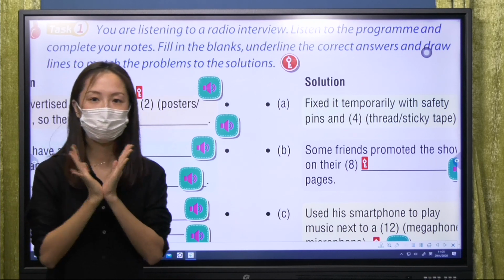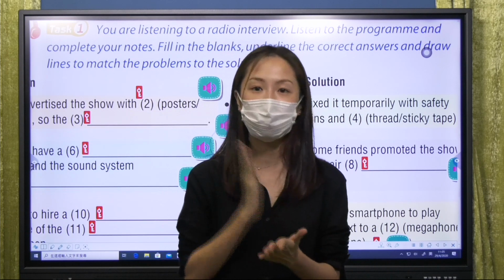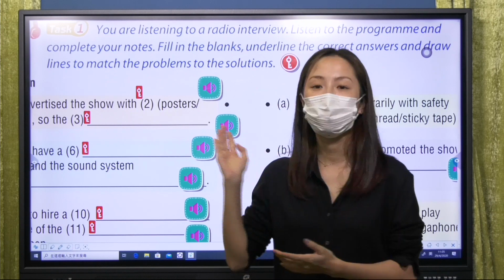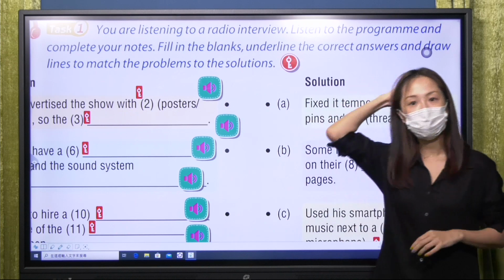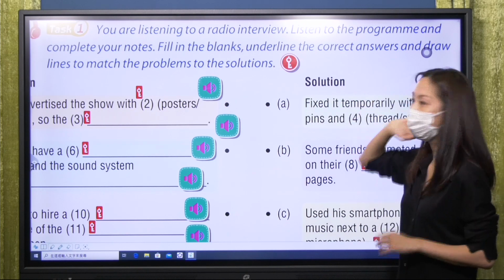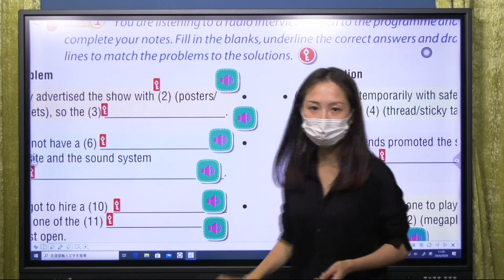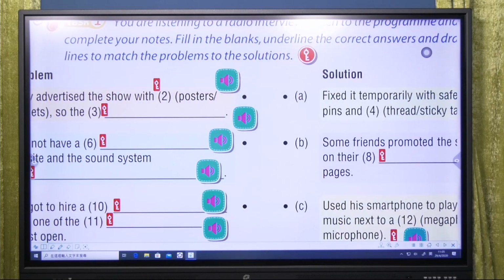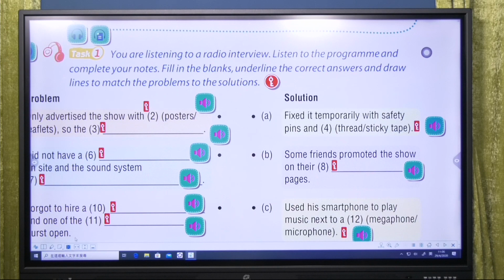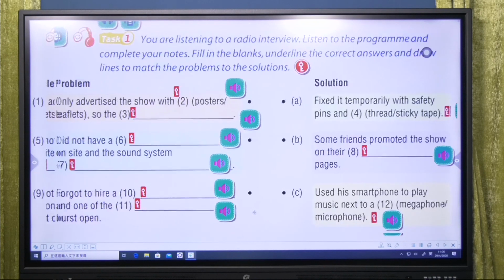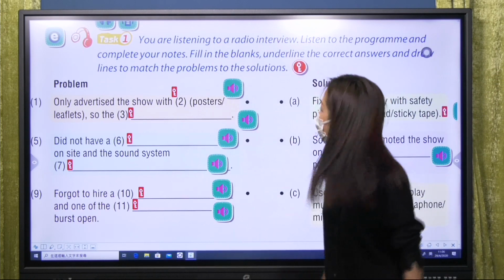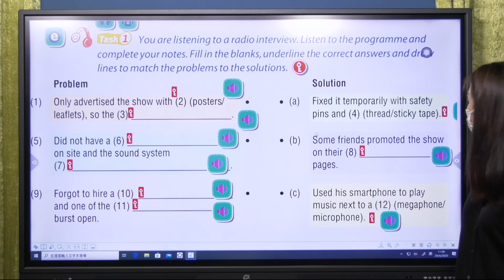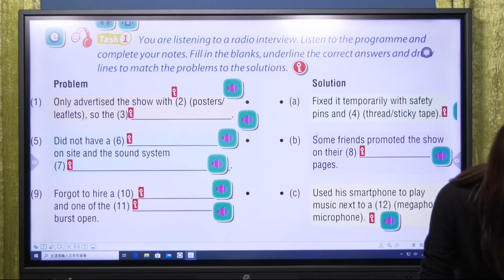If this task is so complicated, you have to read before the recording starts. Okay, you have to read. So use the preparation time appropriately. Okay, so let's look at number 1 to number 4 first.